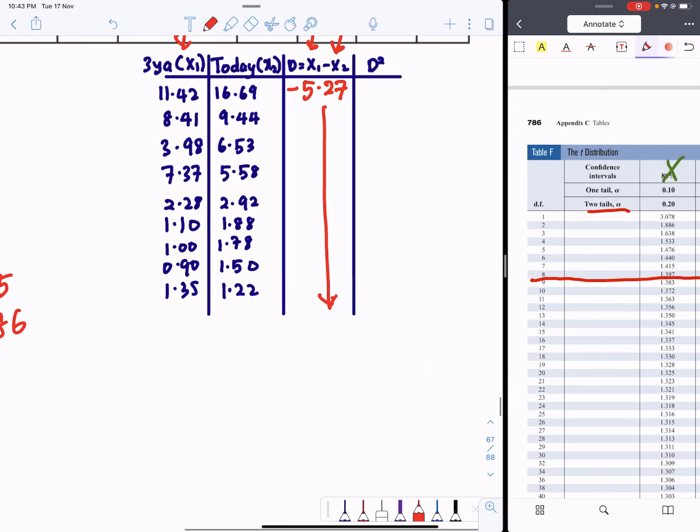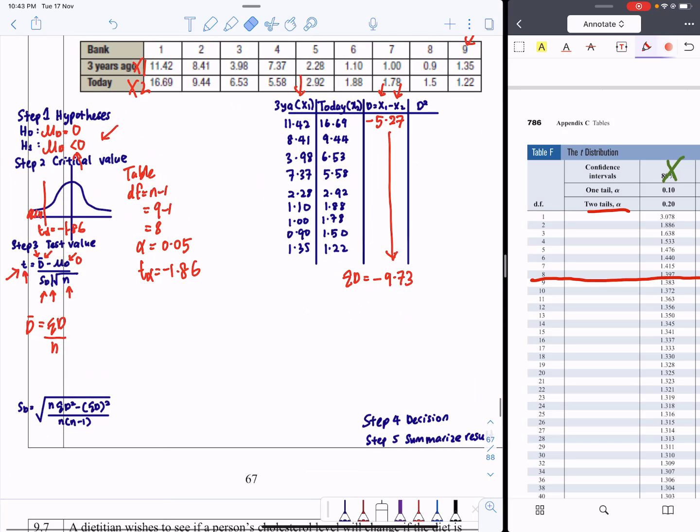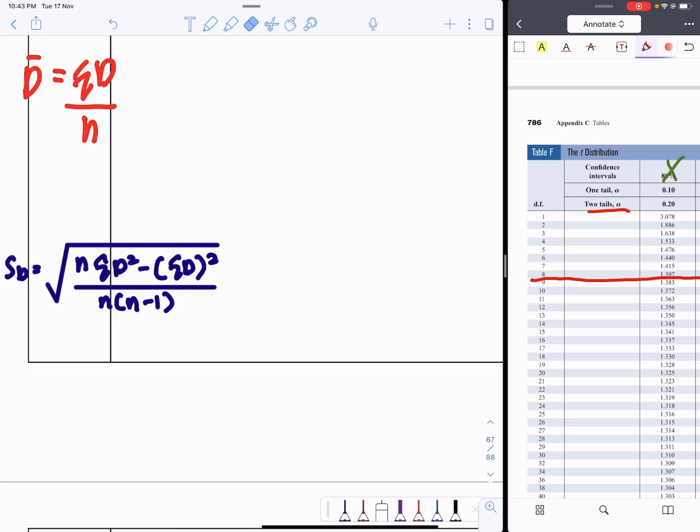Okay, up until then you need to sum up everything for this part, because you want to find the summation of D. And what is the summation of D? You can refer to page 510. Okay, negative 9.73. Okay, 9.73. And then you do the second part, because in this standard deviation for S, we have D square there.